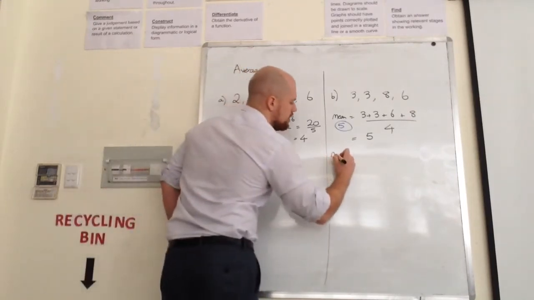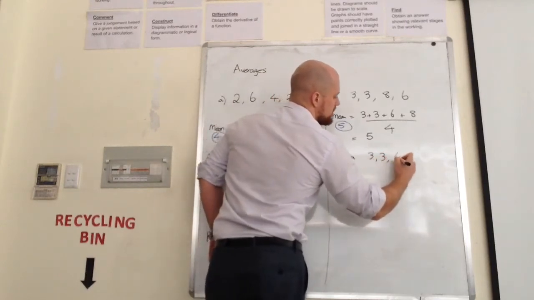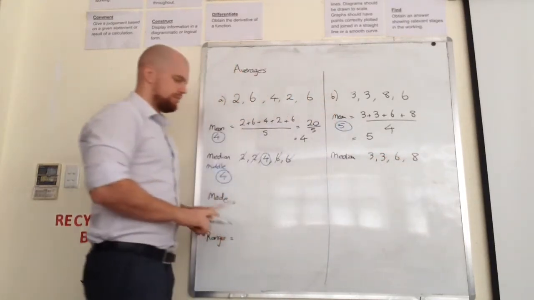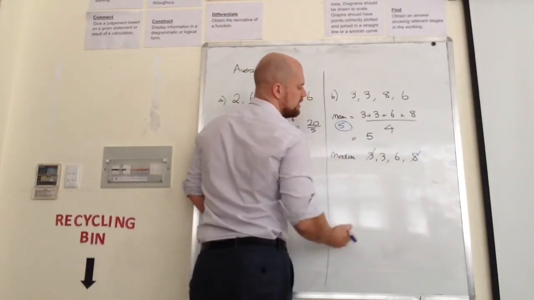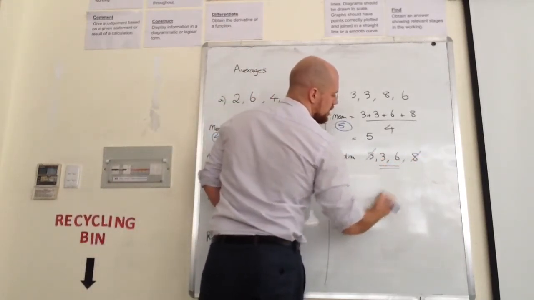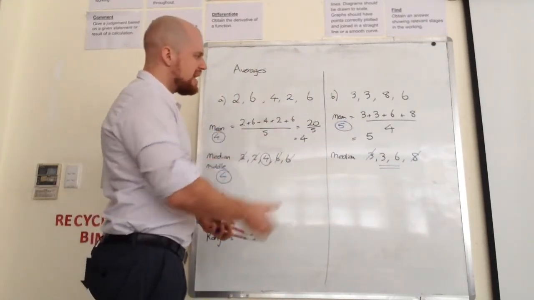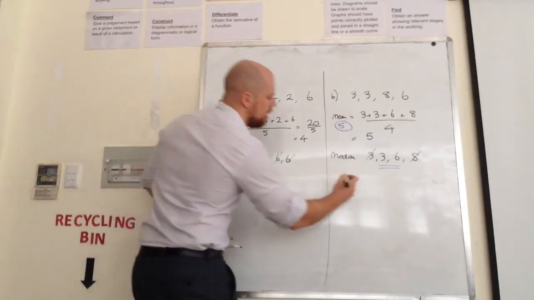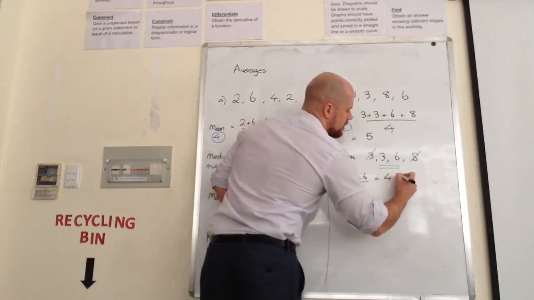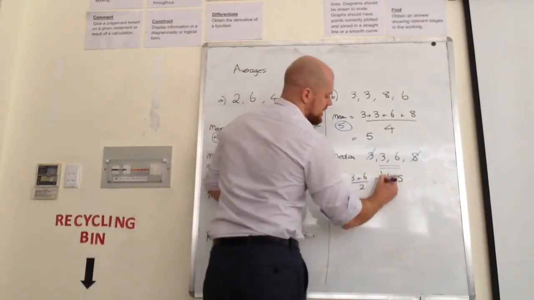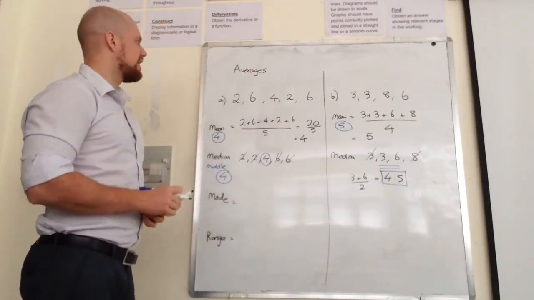Do the same thing here. 3, 3, 6, 8. So we'll again cross the numbers off. But in this case we come to a bit of a problem in that we have 3 and 6 being in the middle. So we'll take the middle of the two. We'll take the middle of 3 and 6. If you add them together and divide by 2, you get the middle. That is the median, 4.5. Just a different kind of average.